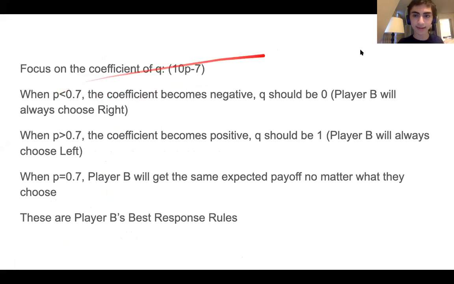So when P is less than 0.7, the coefficient becomes negative, and Q should be 0, right? Because at that point, this is not large enough, and suddenly player B is losing payoff, so they say no, and they just make it 0. When P is greater than 0.7, the coefficient becomes positive, and Q will become 1. So player B will always choose left.